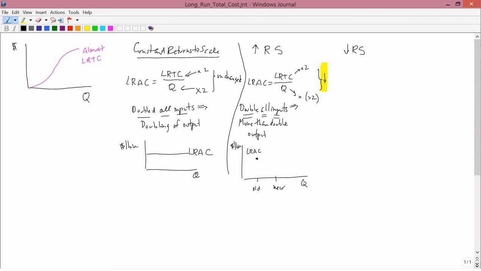As you move to the right, as you go from the old to the new situation, you got more output. You double all the inputs. You got more output. So the new output is bigger than the old output. But long-run average cost has fallen. That's what the yellow highlighter shows. So long-run average cost falls.